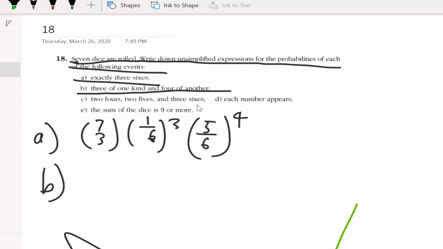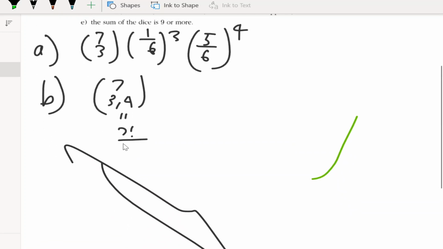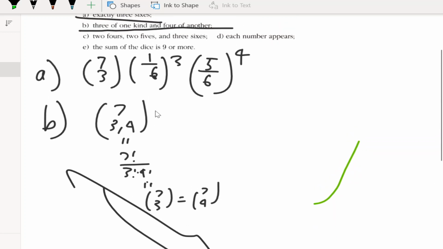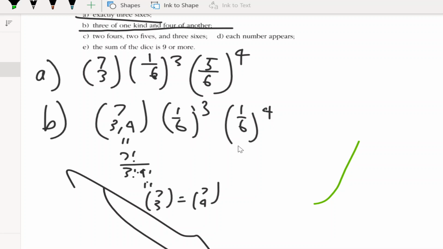Now, the probability of getting 3 of one kind and 4 of another, so we can do a binomial distribution once more. I'm going to write it as a multinomial because I find that helps me understand it better. So (7; 3, 4), which is equal to 7 factorial over 3 factorial times 4 factorial, which is equal to 7 choose 3, which is equal to 7 choose 4. So it's really the same thing as a binomial. I just wrote it out this way because I find it more helpful. Okay, so then the probability of getting 3 of one kind to the third power, 4 of another to the fourth power, because each kind has a 1/6 probability.